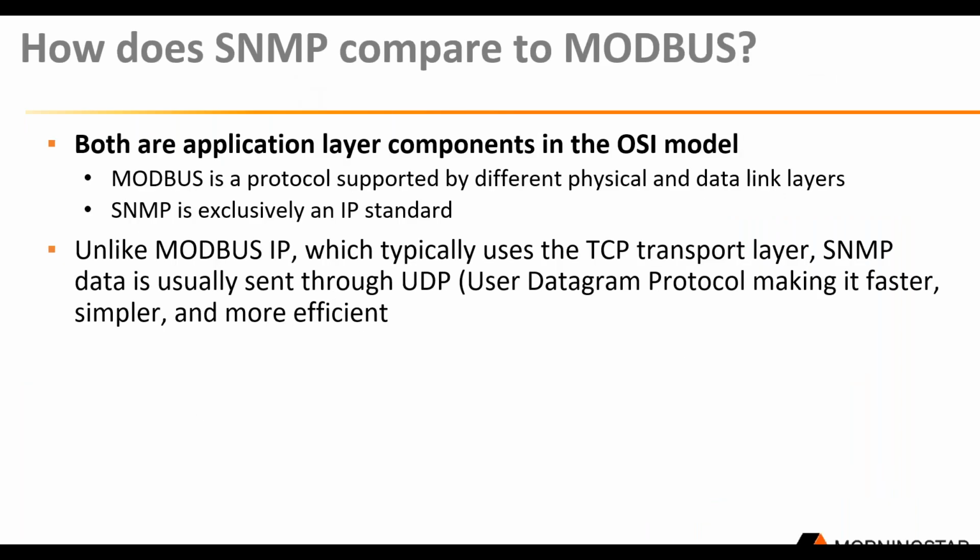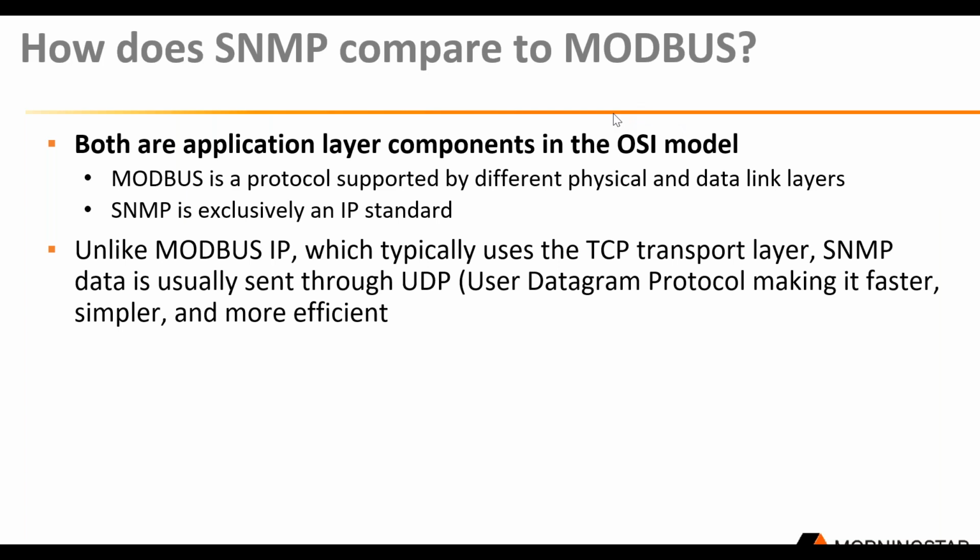So both are really application layer components. For those of you familiar with the OSI model for telecommunications, like a 7-layer diagram that describes the data structure for digital communication, the application layer, I think, is the bottom layer, layer number 7.